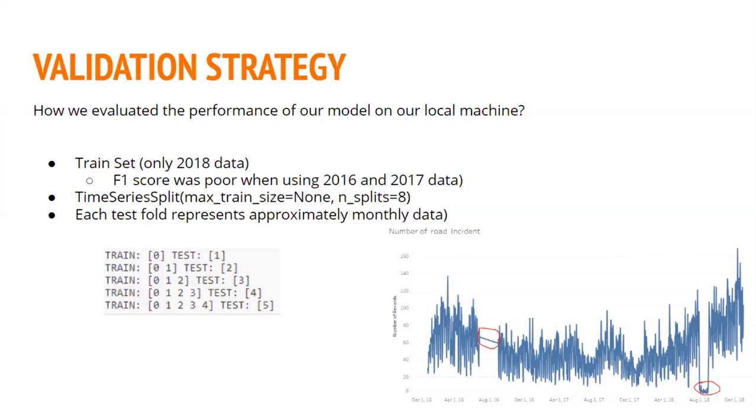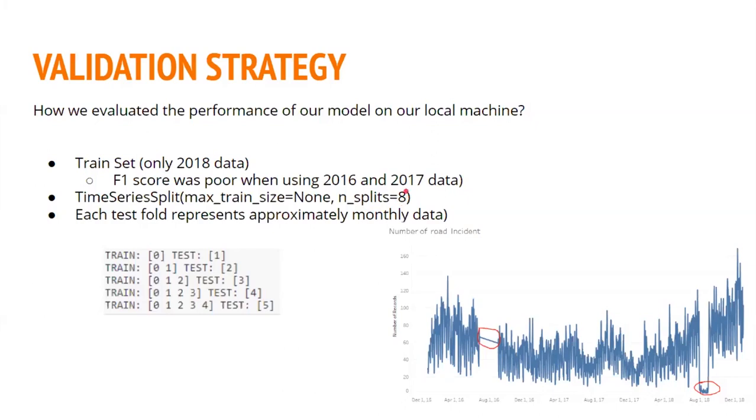Then, from this train set, how did we split it to create a validation set? We used a library called time series split, a function from the sklearn library. What this does is split your data depending on the number of splits you define for it. The number of splits we defined was 8.